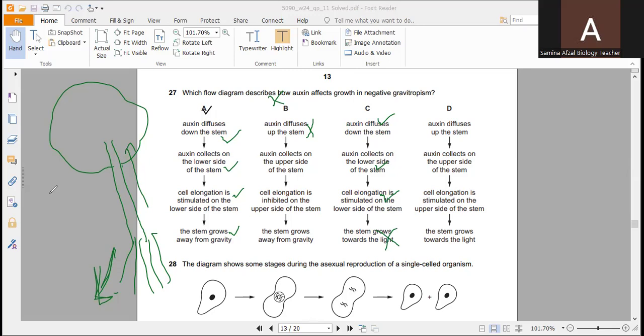So this is also correct, and you can see the auxins. Cell elongation is stimulated on the lower side of the stem. This is also correct, we can say, but we have to show that this is about gravity. Now diagram D, auxin diffuses up the, again, this is not the correct option. Only A is the correct option in this regard.